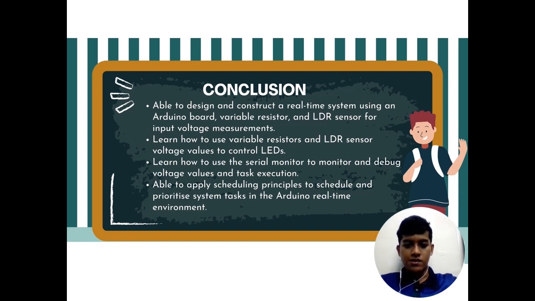In this project, we designed our circuit by using a voltage schematic diagram, and then we applied it to the physical experiment. Then we learned how to use the variable resistor and LDR sensor voltage value to control the LED. After that, we learned how to use the serial monitor to monitor and debug voltage value and task execution. Finally, we were able to apply scheduling principles to schedule and prioritize the system tasks in the Arduino real-time environment.